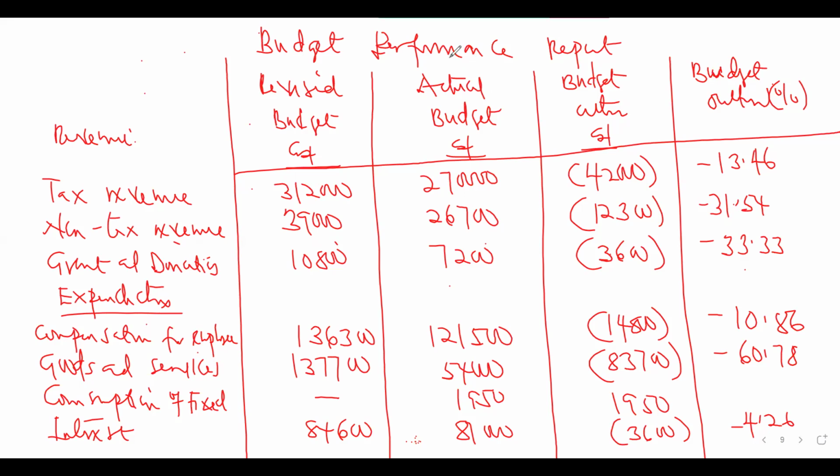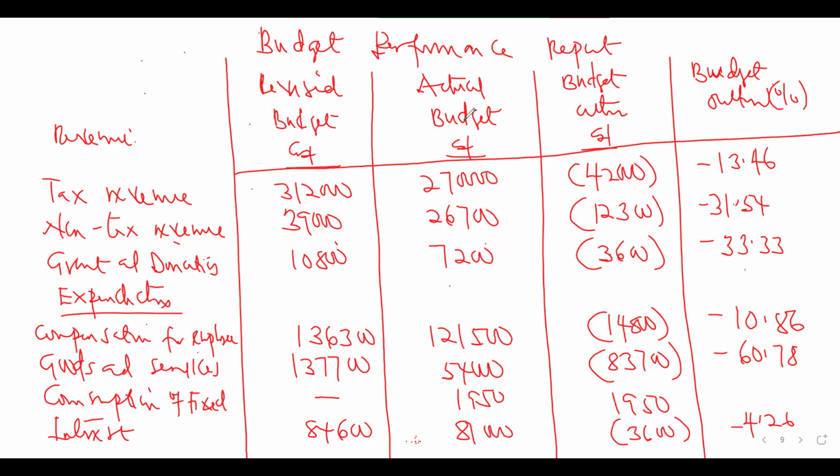So our negative is not an increment. Our negative is not an increase. Our negative is a reduction. So whenever you see negative, it means a reduction. That is why the compensation for employees is a reduction. So everything in a bracket is a reduction, not an increase.